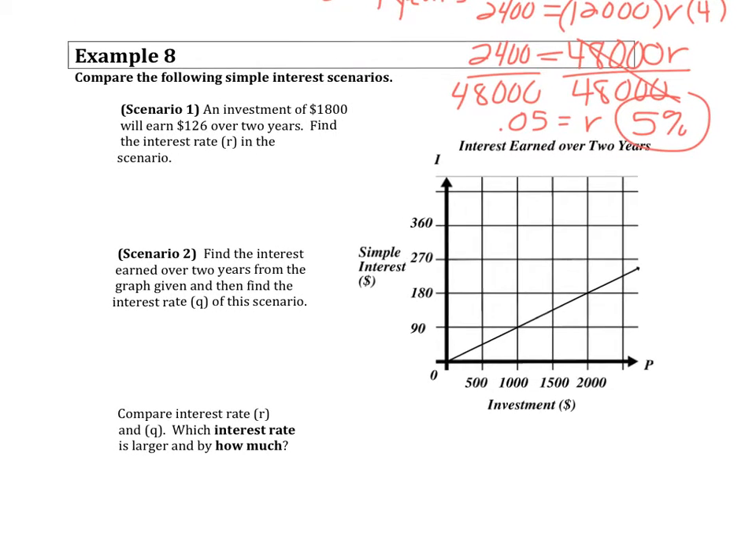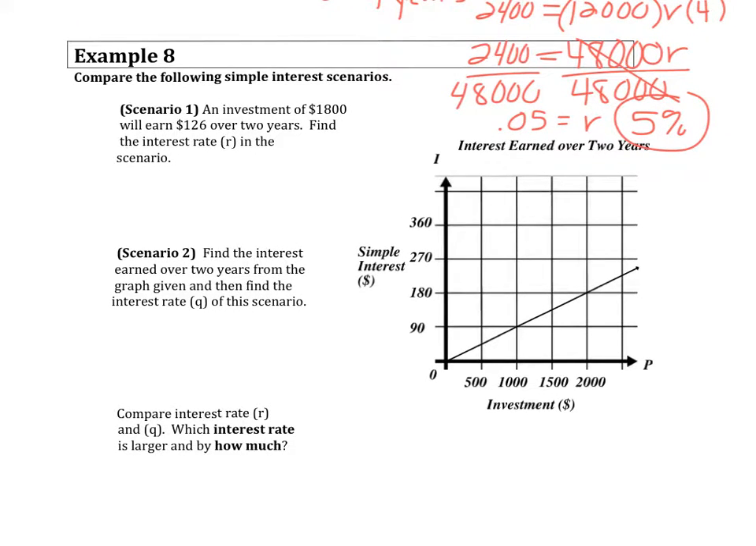Okay. The last one, we have a little graph that goes along with it. Doesn't make it harder, it just makes the problem have some different elements to it. Scenario 1, an investment of $1,800 will earn $126 over 2 years. Find the rate in the scenario. So I equals PRT. 1,800 is the investment, that's the principal. Even though investment starts with I, it means principal. It earns $126. That is the interest over 2 years.